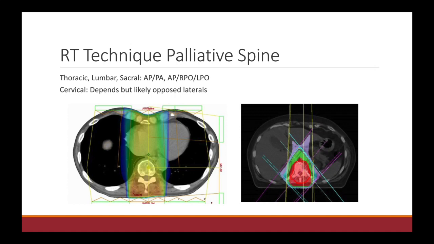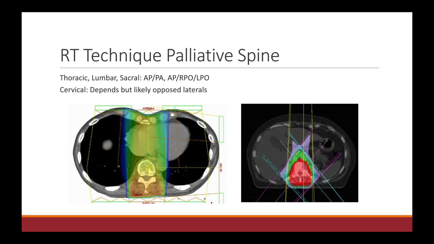If we're treating anything in the thoracic, lumbar, or sacral spine, the safest approach is typically to utilize an AP/PA beam arrangement, which means one beam coming in anteriorly, so from the anterior to the posterior side of the patient, hence the name AP, and the other beam coming in posterior to anterior, hence the name PA. So an AP and a PA beam shined on either side of the patient.